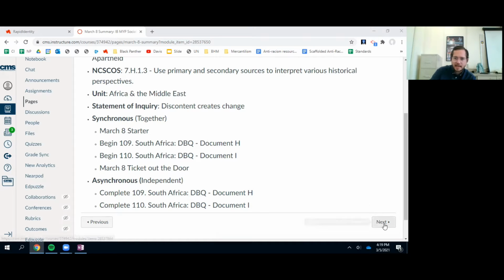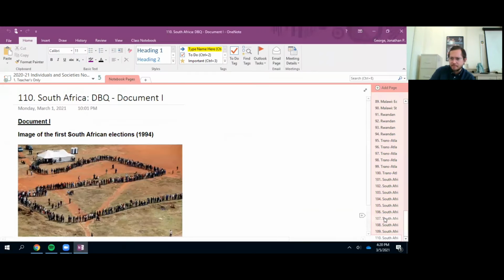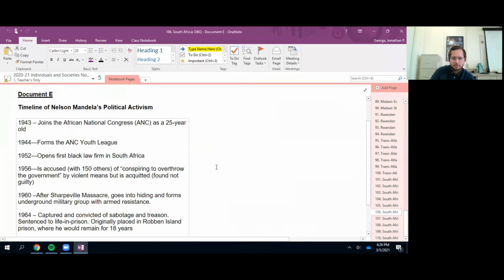So let's go ahead and move forward here to document H. But before we do that, let's look back at the 3 pages you're supposed to do before. Let's just recalibrate, just make sure we're all together on this. So if we're looking at this, this was document E, page 106. This is a timeline of Nelson Mandela's political activism.